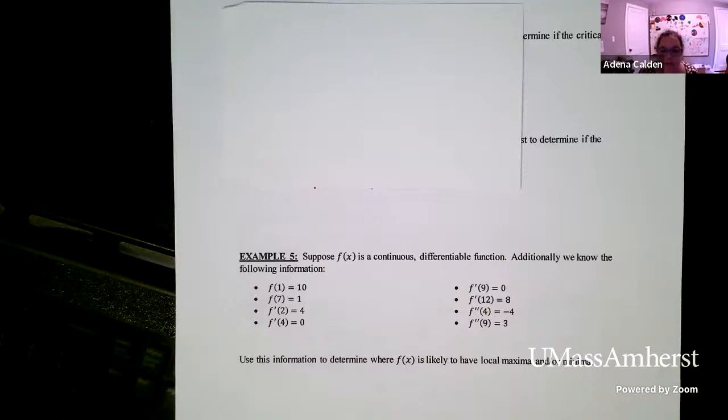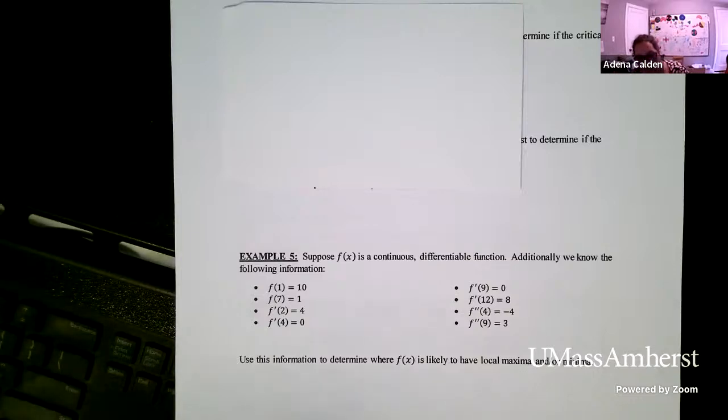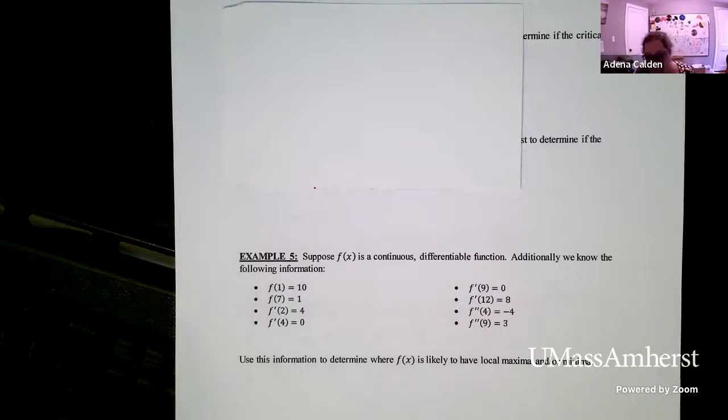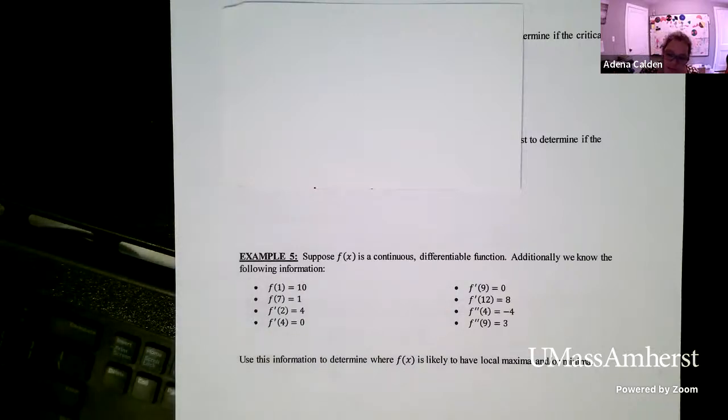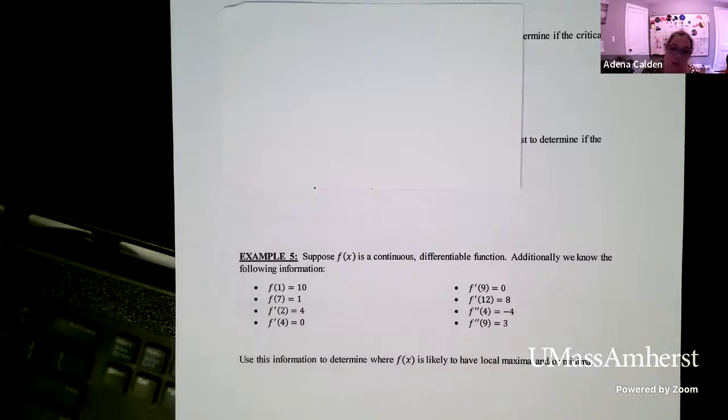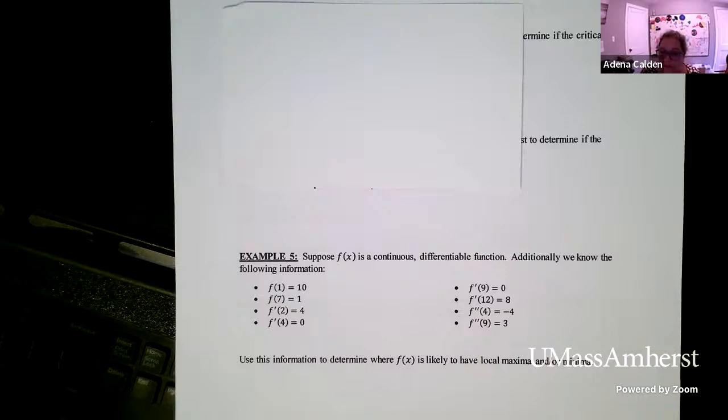So suppose that f of x is a continuous differentiable function and that we know the following information. So we know that f of 1 equals 10, f of 7 equals 1, f prime of 2 is 4, f prime of 4 equals 0, f prime of 9 equals 0, f prime of 12 equals 8, f double prime of 4 equals -4, and f double prime of 9 equals 3. So we want to use this information to determine where f of x, the original function, is likely to have any local maximums or minimums.